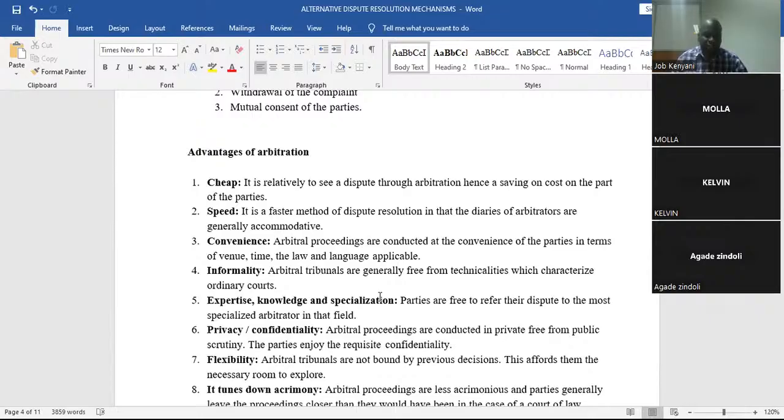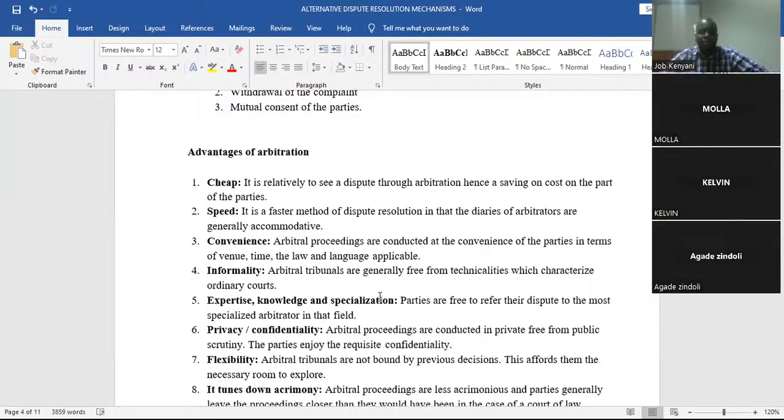There's a lot of speed, so they can decide they're going to sit on a daily basis. But instead of going to a court, where they'll tell you, come after 3 weeks, come next month, they can set aside the whole of this week, sit on the matter and resolve it. So it is a faster method of dispute resolution in that the diaries of the arbitrators are generally accommodating. Convenience: the arbitral proceedings are conducted at the convenience of the parties in terms of venue, time, the law, and language applicable.